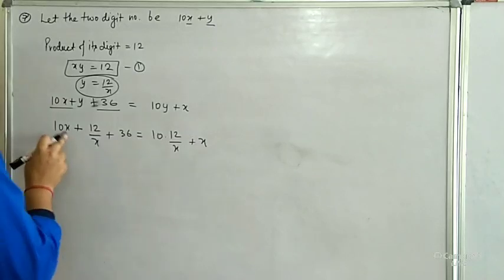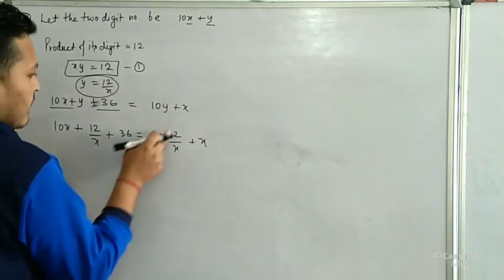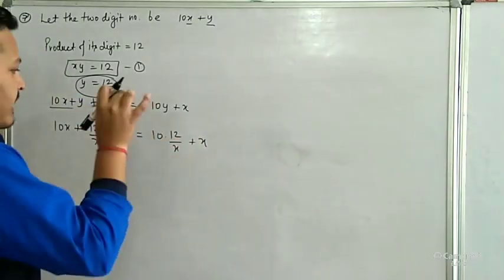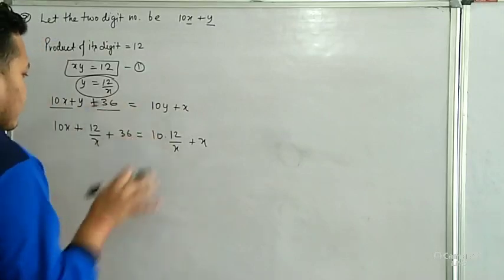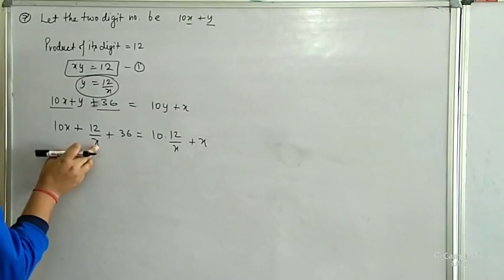Okay, substitute the value carefully. 10x plus y, 12 upon x plus 36 is equal to 10 and 12 upon x plus x. Again, now cross multiply, taking the LCM, so you can arrange the equation in the form of a quadratic equation. So look, sir, what will happen? We can take the LCM here, so what will this be finally?